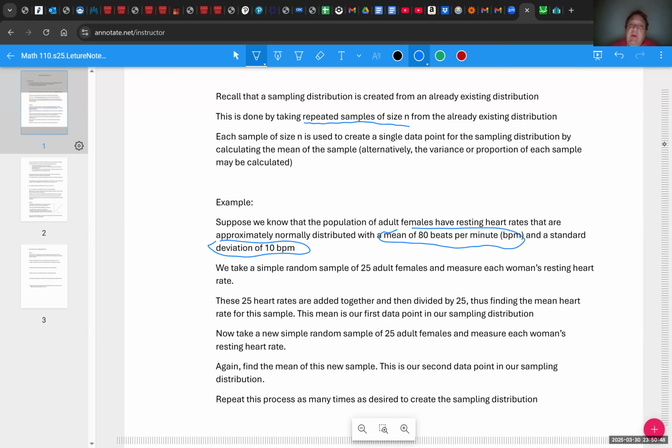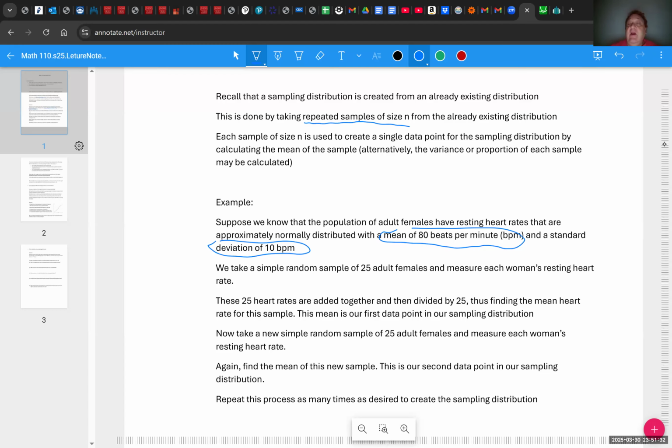All right, so from this group, we take a simple random sample of 25 adult females, and we measure each woman's resting heart rate. So now we have 25 data points from our big population. We take these 25 heart rates, we add them together and divide by 25. That's how you find the mean. You add stuff up, divide by how many there are. This mean is a single data point for our sampling distribution. So that's one point for our new sampling distribution.